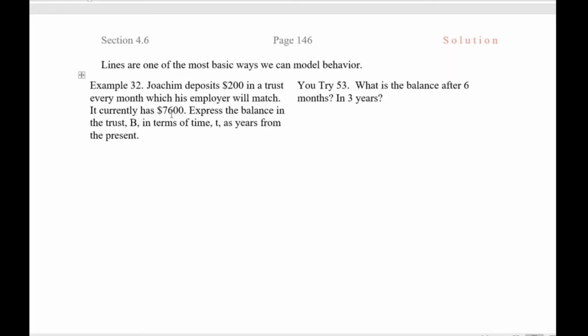This may seem like a daunting problem, but we can break it down into some easier steps. First, we can check whether we really understand what's going on. So what happens this first month? Joachim deposits $200, and it says his employer will match that, so his employer will also deposit $200. So if we add $400 to the current balance of $7,600, it'll be $8,000 after the first month.